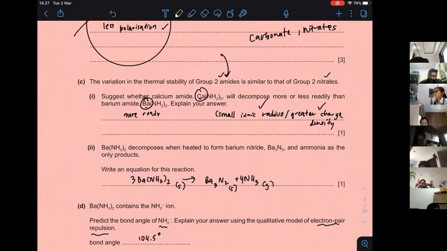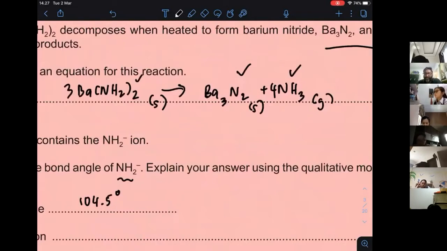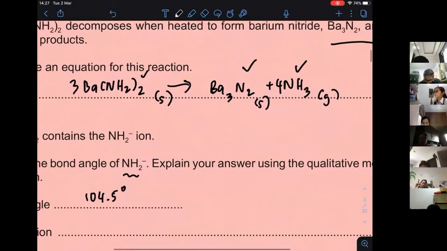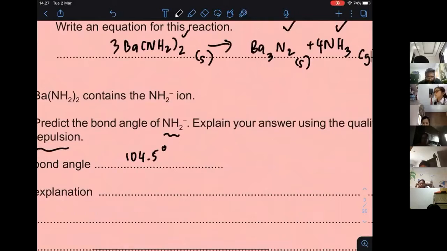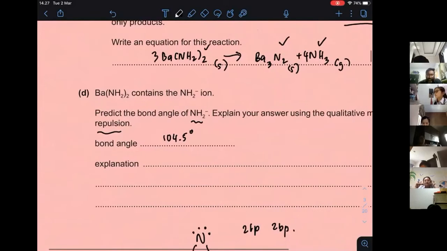You just explain. And then this compound decomposes when heated to form these two. So you need to write the equation. Just simply write the equation and try to balance. I'm not going to teach you how to balance. You need to do it yourself. Learn.